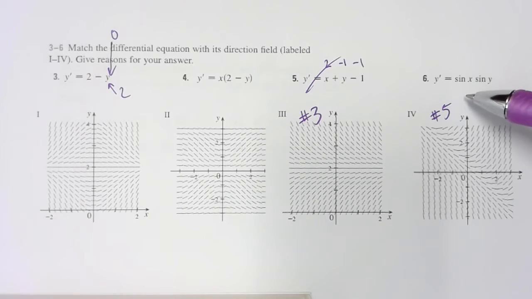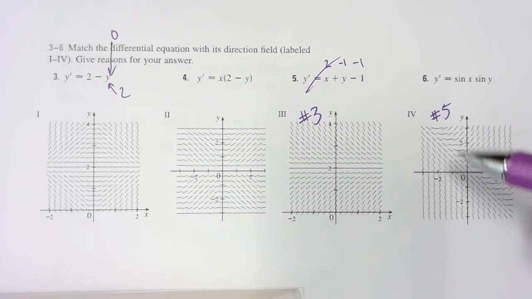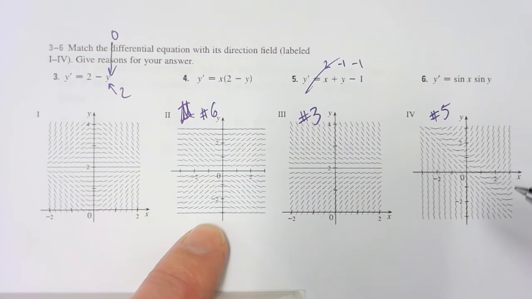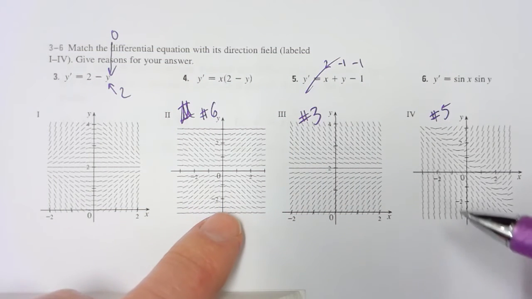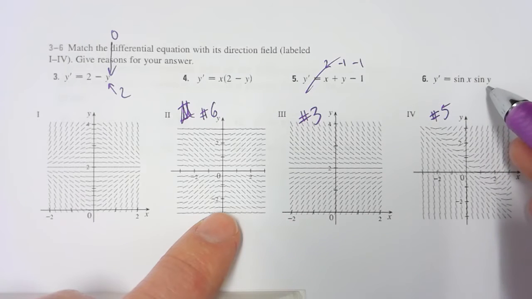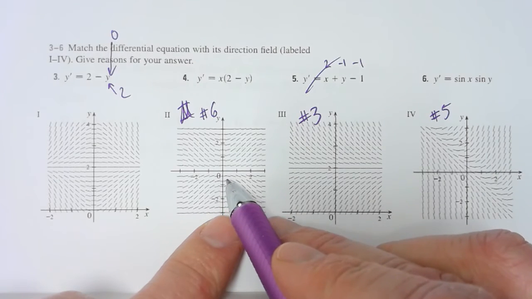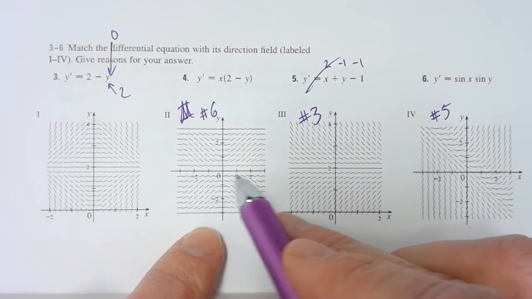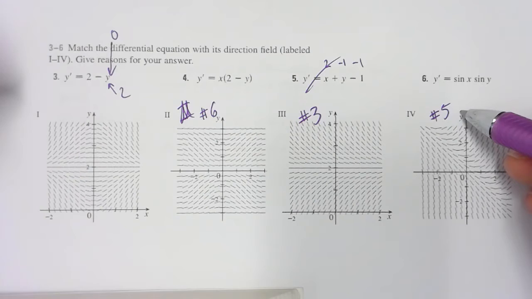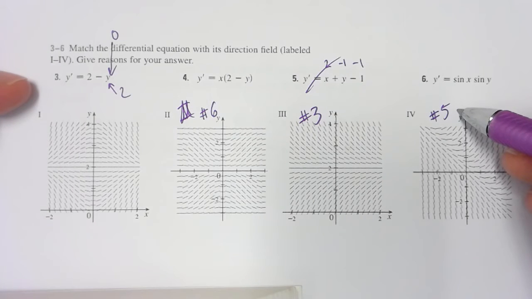So 6 is definitely 2. Oh, this is number 6. 6 is definitely 2. So how do I know that? The sine of 0 is 0, and then all the way across, the sine of 0 would be 0. Plus it has the whole periodic feature to it. So then number 4 must be 1.